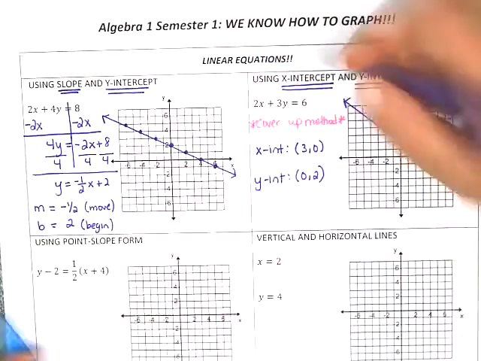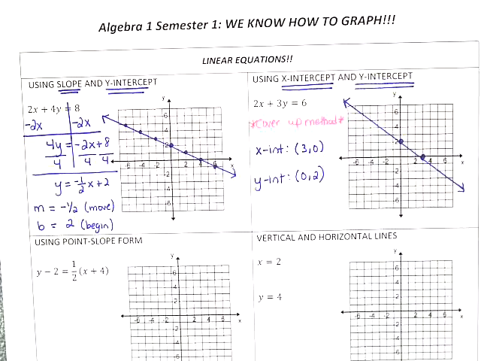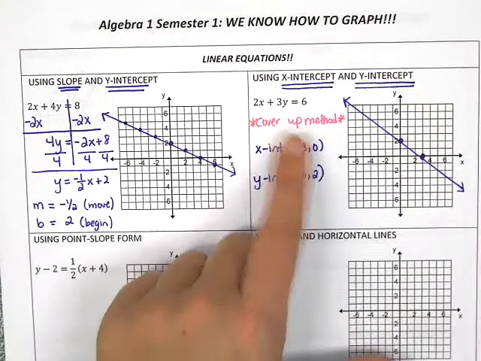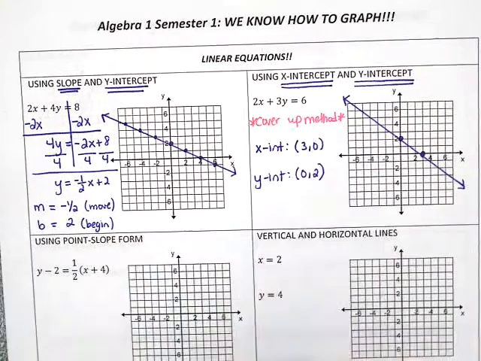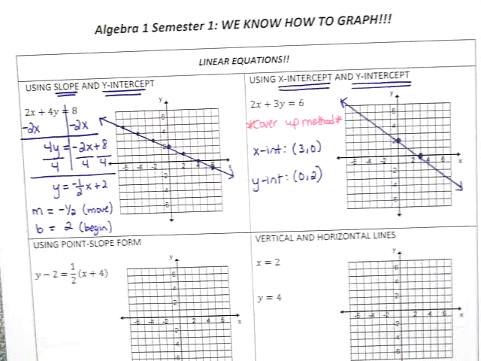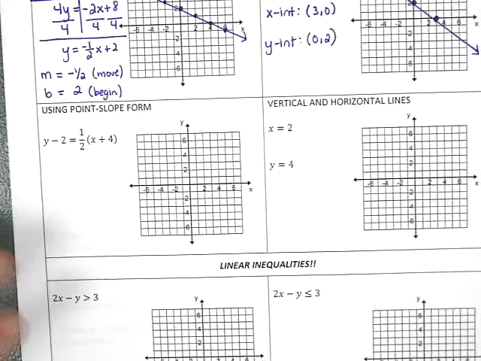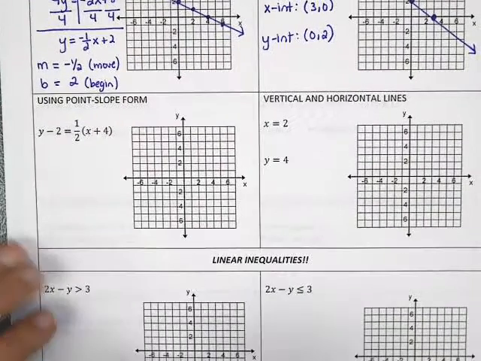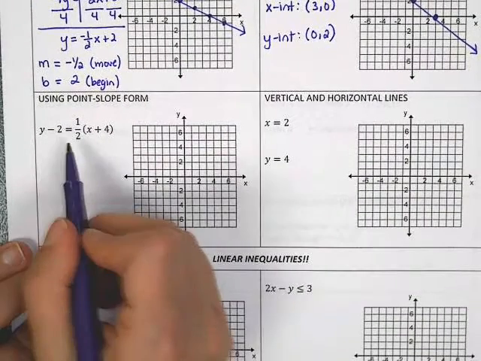You'll notice that in this problem, the benefit of using the cover it up method is that we don't have to rearrange the equation first. We can sort of just start with what we've got. Now if we've got point-slope form, that's going to be a little bit different. You'll notice that this time the equation looks very different.